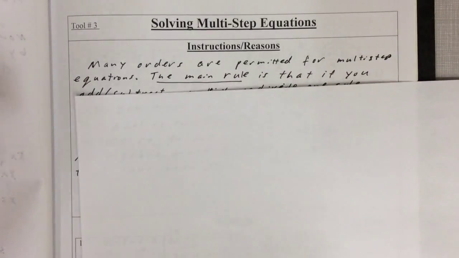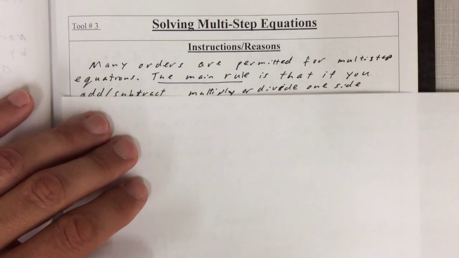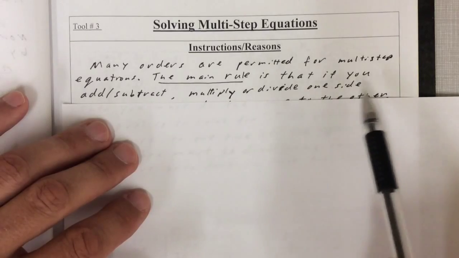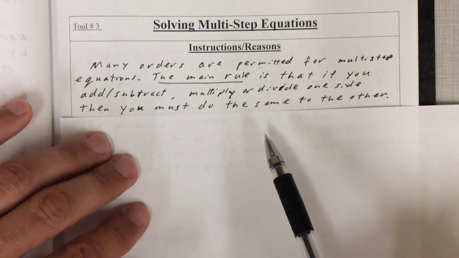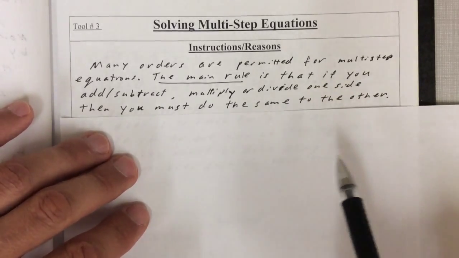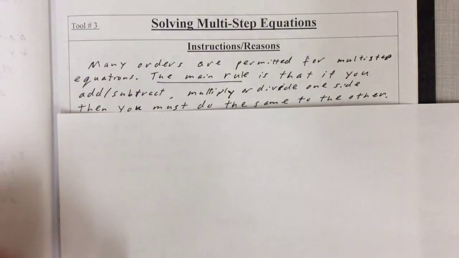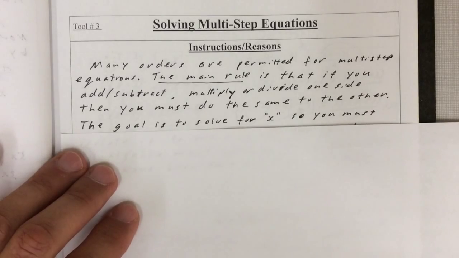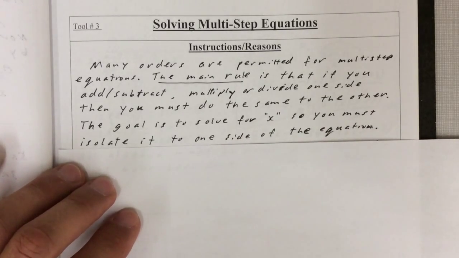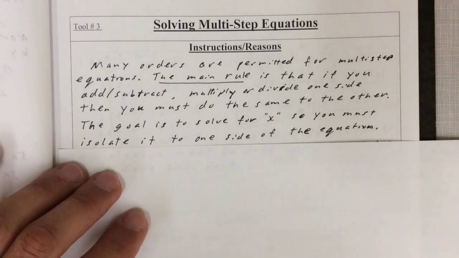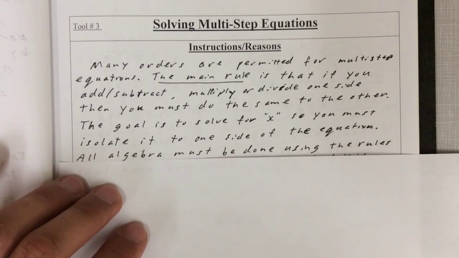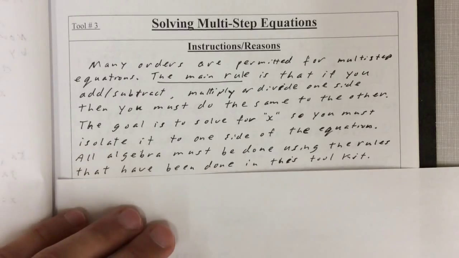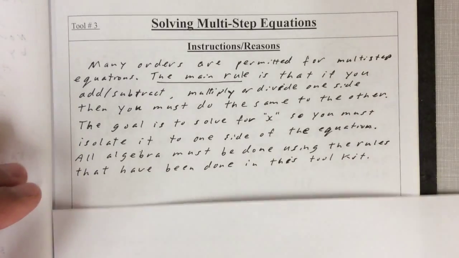for solving multi-step equations. The main rule is that if you add, subtract, multiply, or divide one side, then you must do the same to the other. Whatever you do to one side, you must do to the other. The goal is to solve for x, so you must isolate it to one side of the equation if it happens to be on both. All algebra must be done using the rules that have been done in this toolkit.